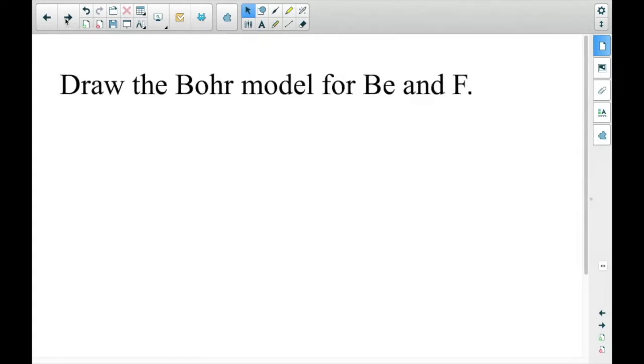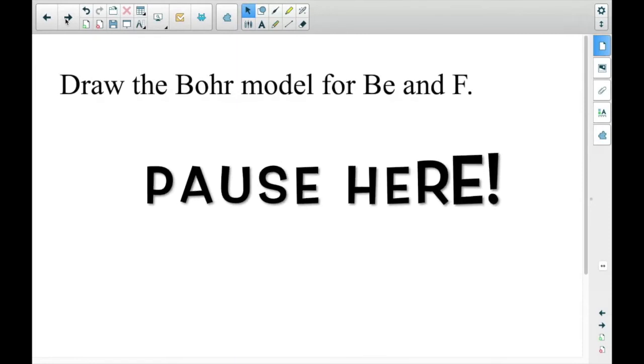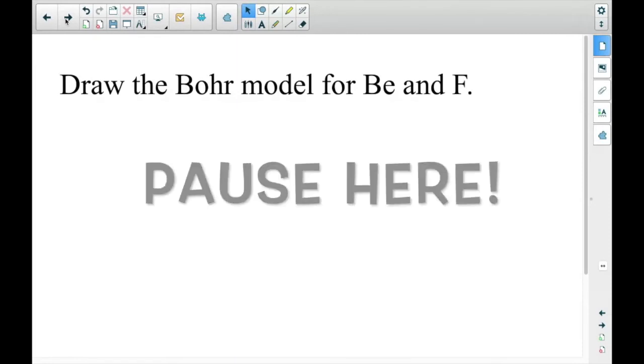Next challenge. Similar problem, but different. Be and F. Take a moment, pause the video, draw Be, draw F. If you can pause the video, and you can draw Be, and you can draw F, and you're like, I got it, then you got it. If you don't, then you don't got it. Try and take a moment, pause the video, draw Be and F next to each other, and see what happens.